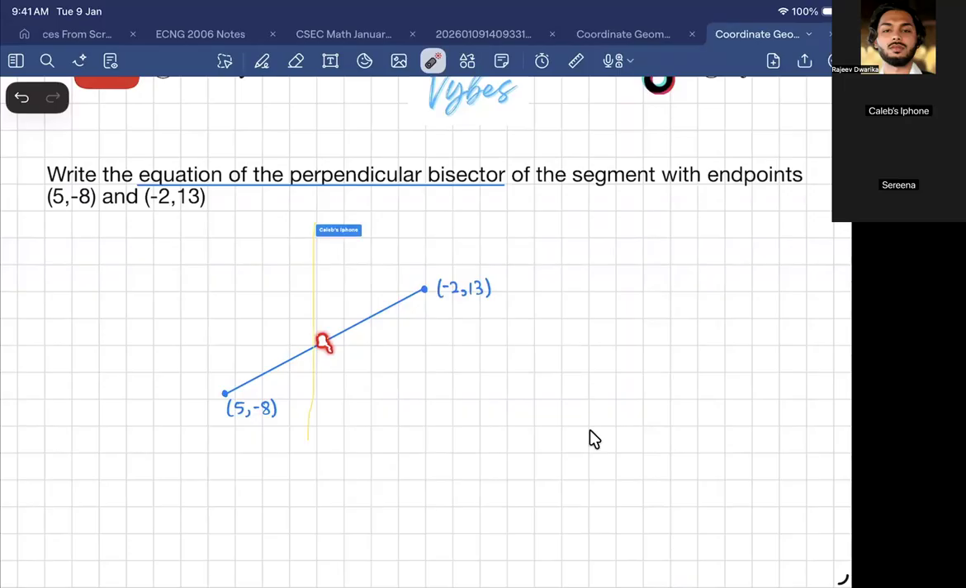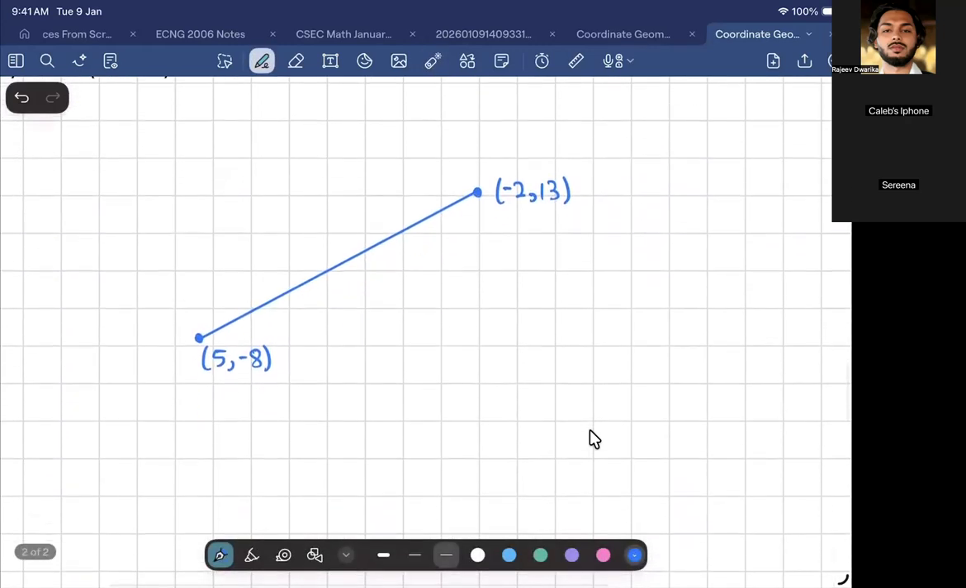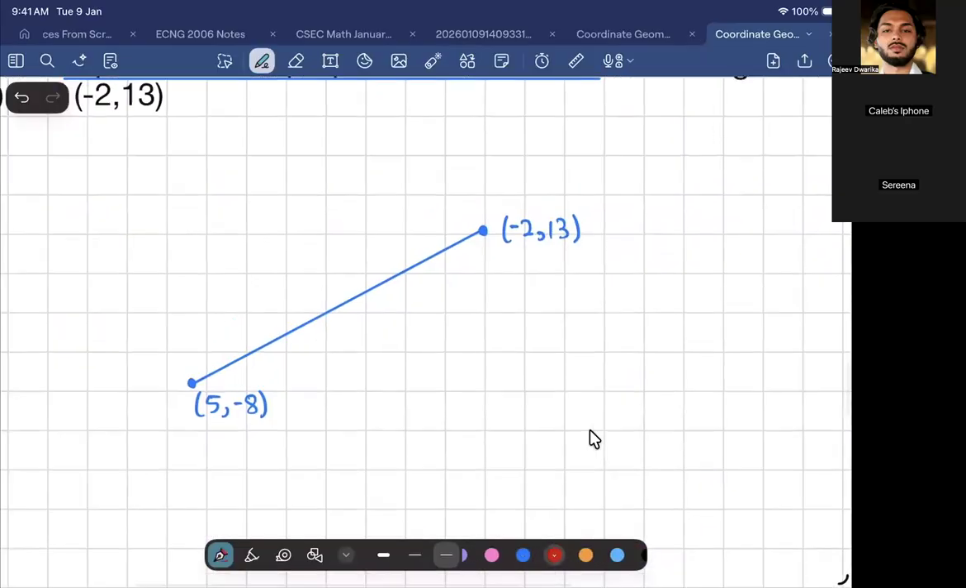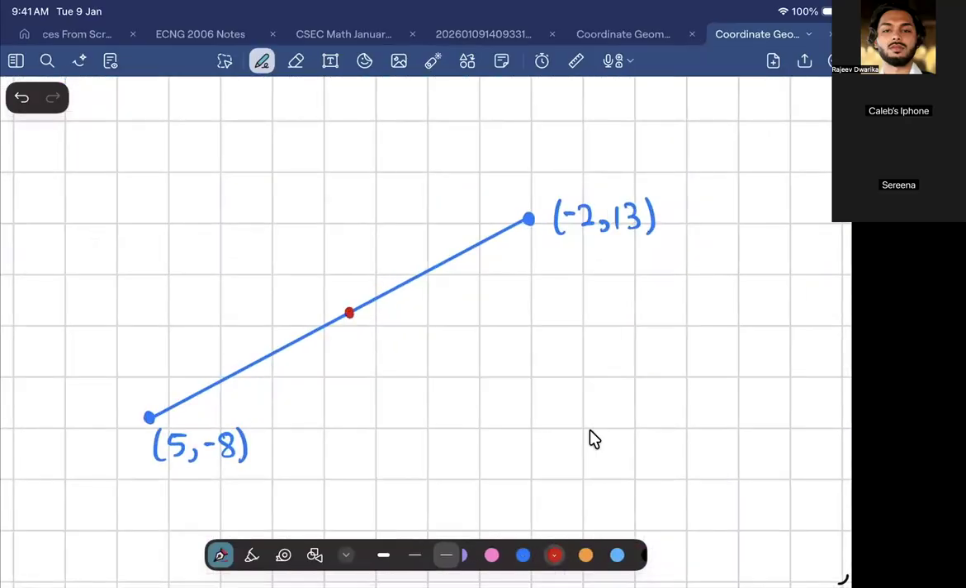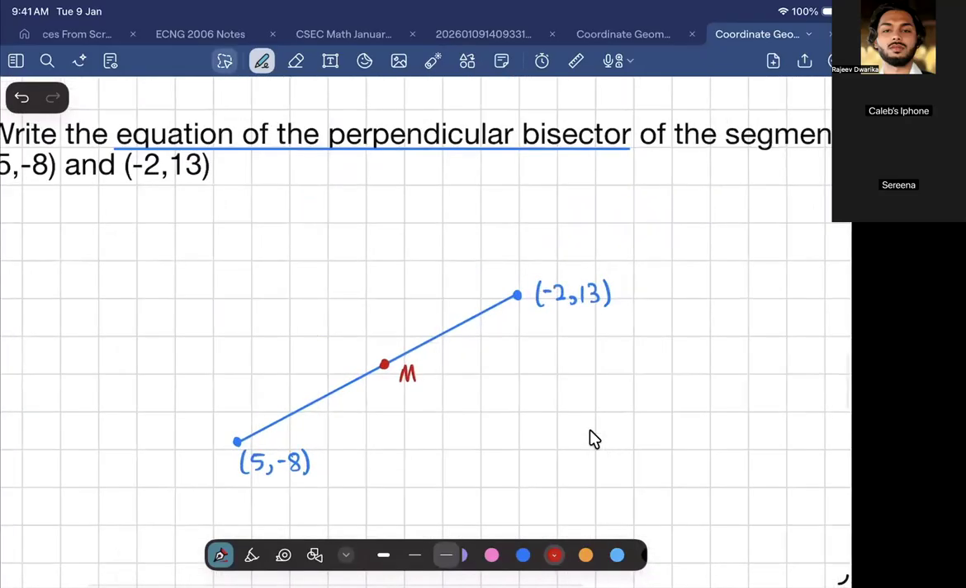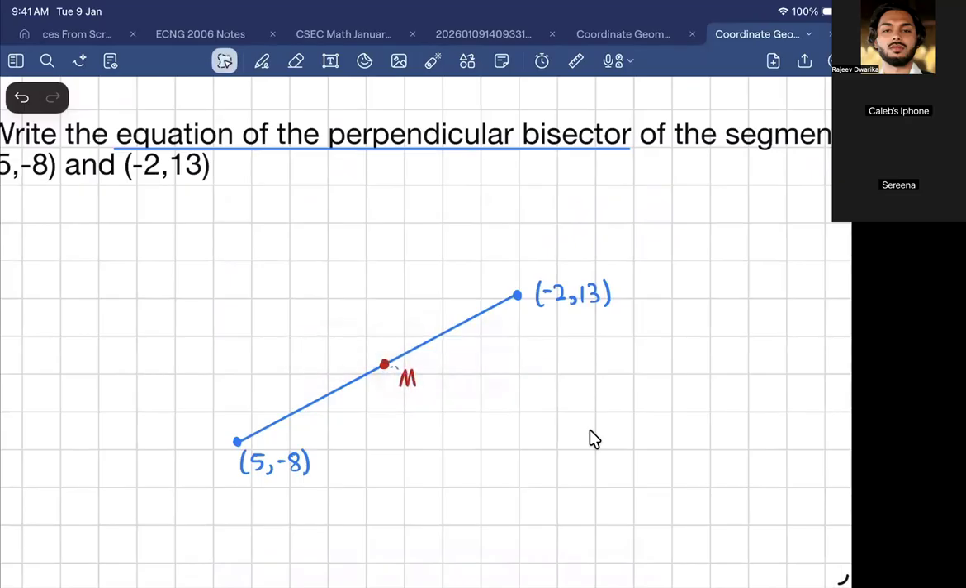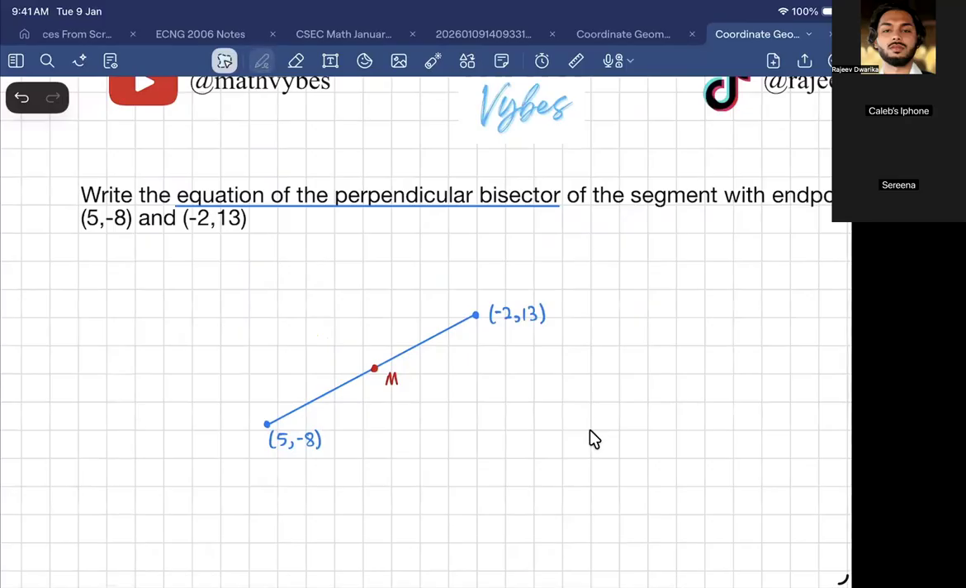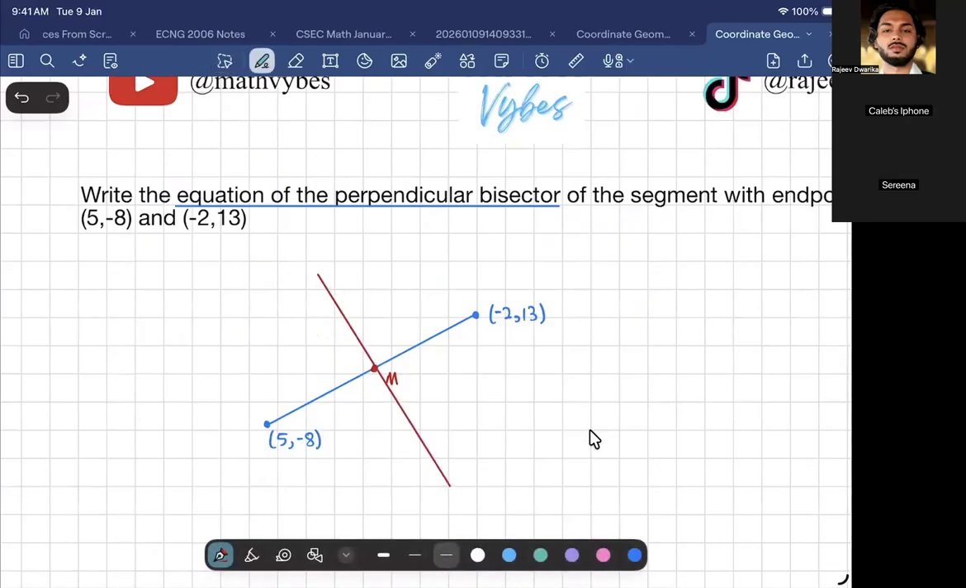I'm not seeing anything. Okay, that would not be correct because that angle does not look like 90 degrees. It would be like this. Yes, but I think you had the idea. Right? So this is going to be the midpoint. We need the midpoint for sure. That's a major thing. And my perpendicular bisector is going to look like this.